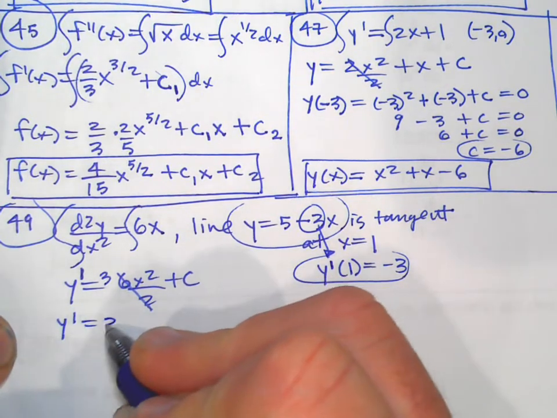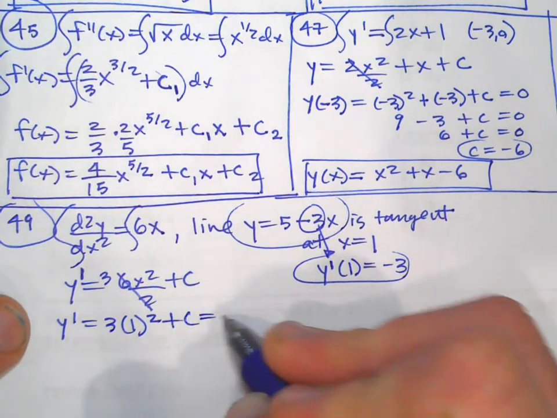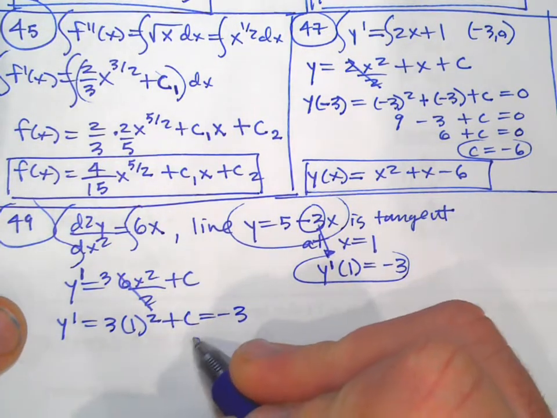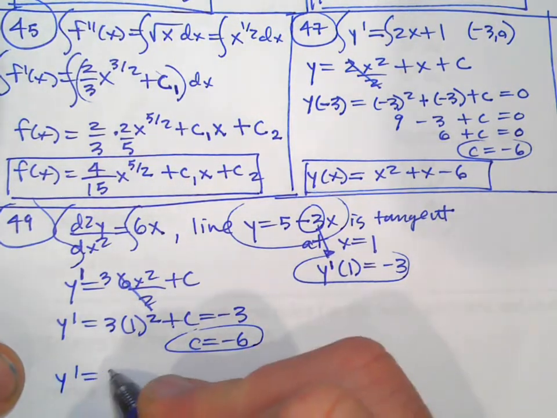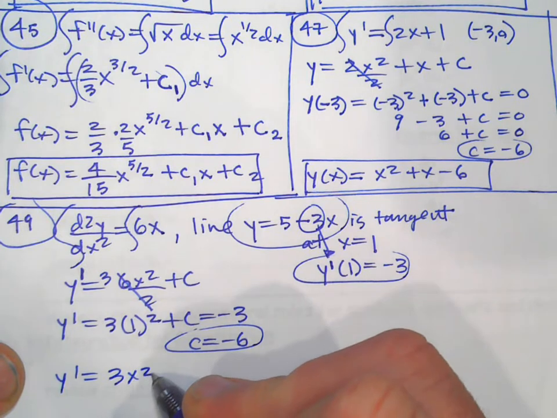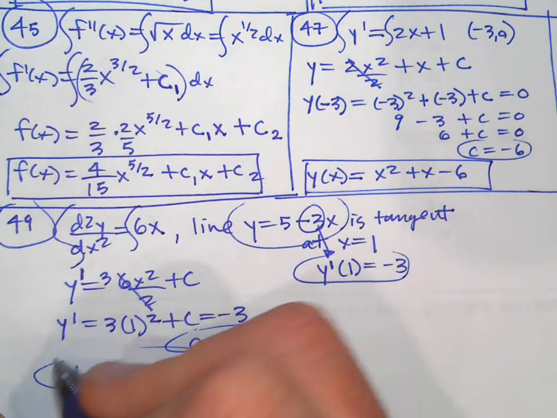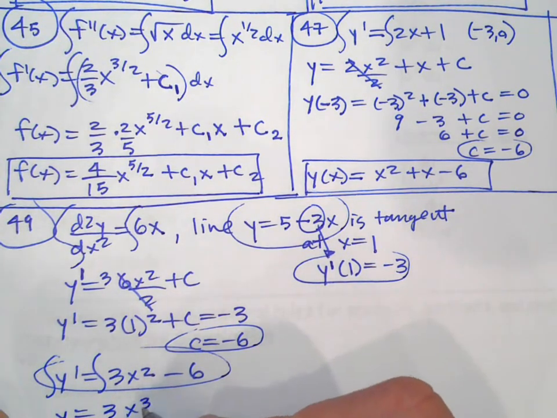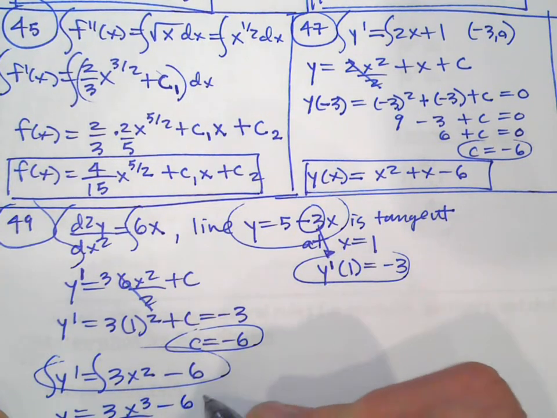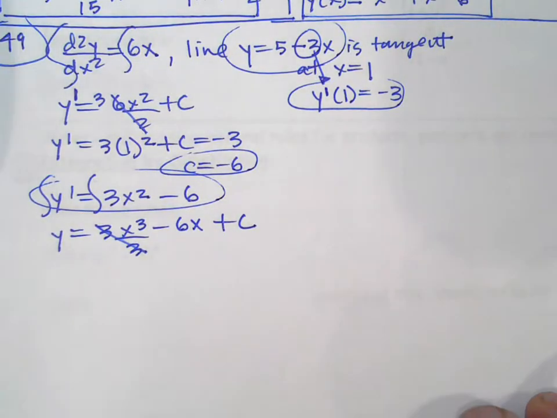So we can use that as an initial condition to find the c for the derivative. We're going to plug 1 in, plus c equals -3. So c is going to equal -6. So for our derivative, we're halfway there: 3x squared minus 6. So we've got to integrate again. y equals 3, bump it up 1, divide by the new exponent, minus 6x plus c. This is a different c, and somehow we might have the information we need to find it.